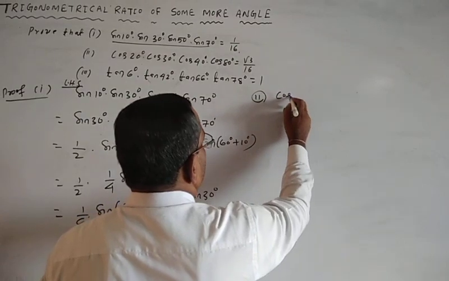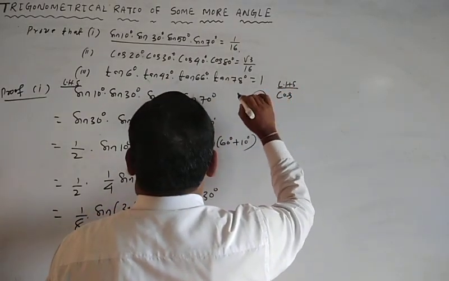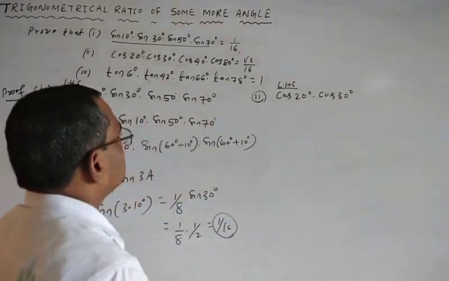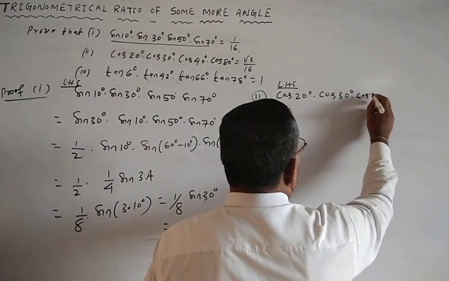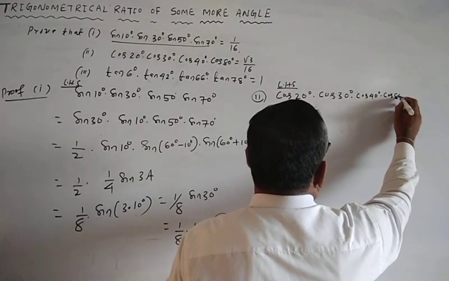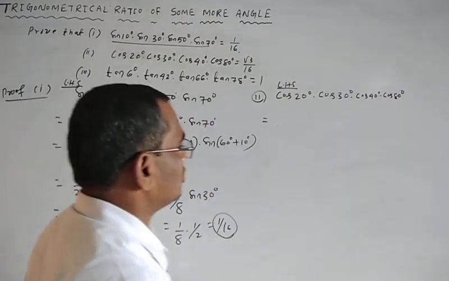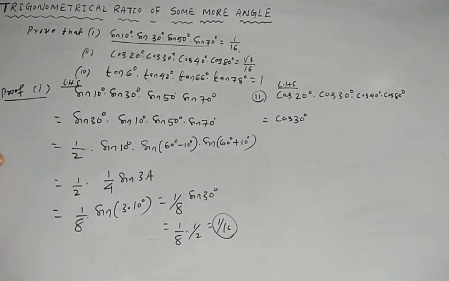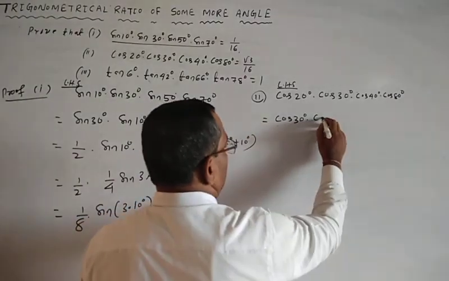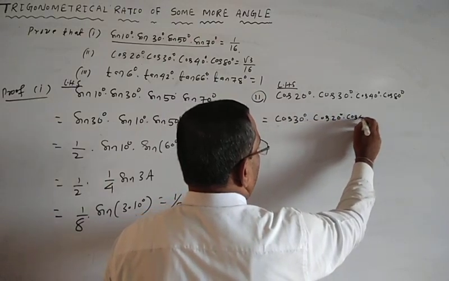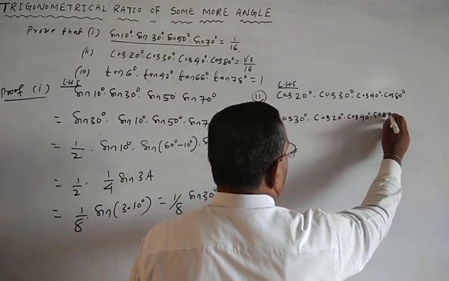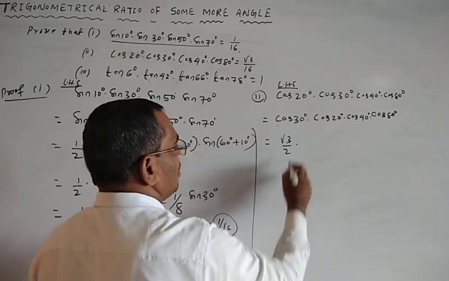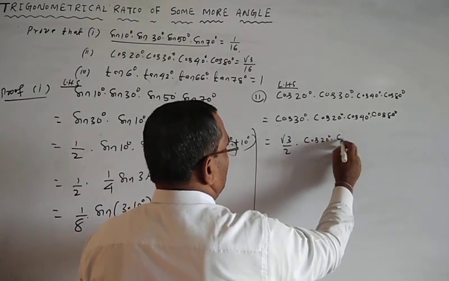Number 2. So this is equal to, we take the LHS part. So cos 20 into cos 30 into cos 40 degree into cos 80 degree. So this is equal to, you can write it in this way. This is equal to cos 30 because you know the value of cos 30 equal to root 3 by 2, and then you write cos 20, then you write cos 40, then you write cos 80. So this is equal to cos 30 is equal to root 3 by 2 and this is equal to cos 20 cos 40.